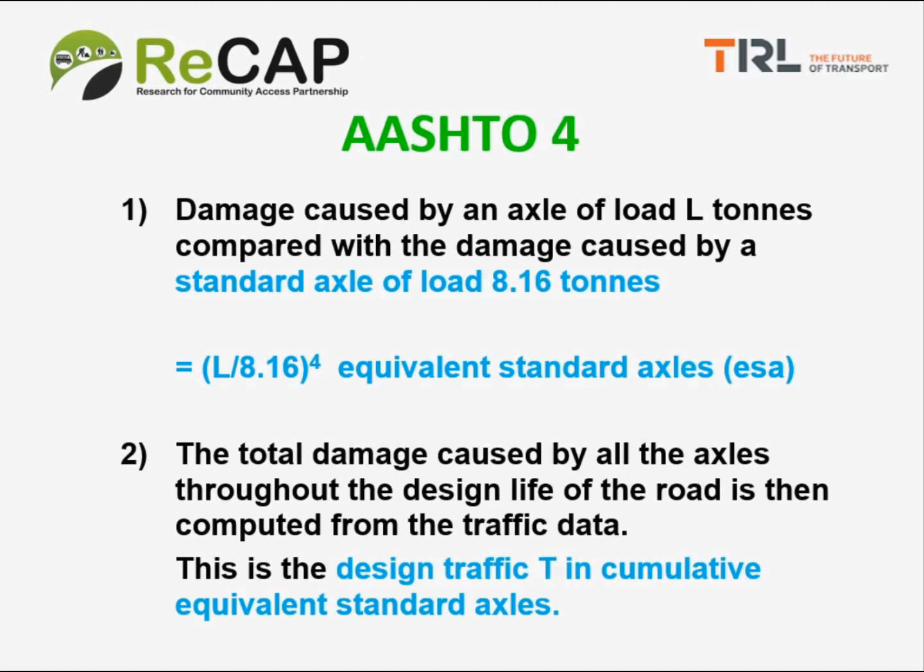The most important thing, though, is that the total damage caused by all the axles throughout the design life of the road is computed from the traffic data. The traffic data tells us what traffic is using the road now. It tells us what the future traffic should be. And the traffic is turned into equivalent standard axles and summed over the whole of the design life of the road. And that is the number that is used in the design methods.